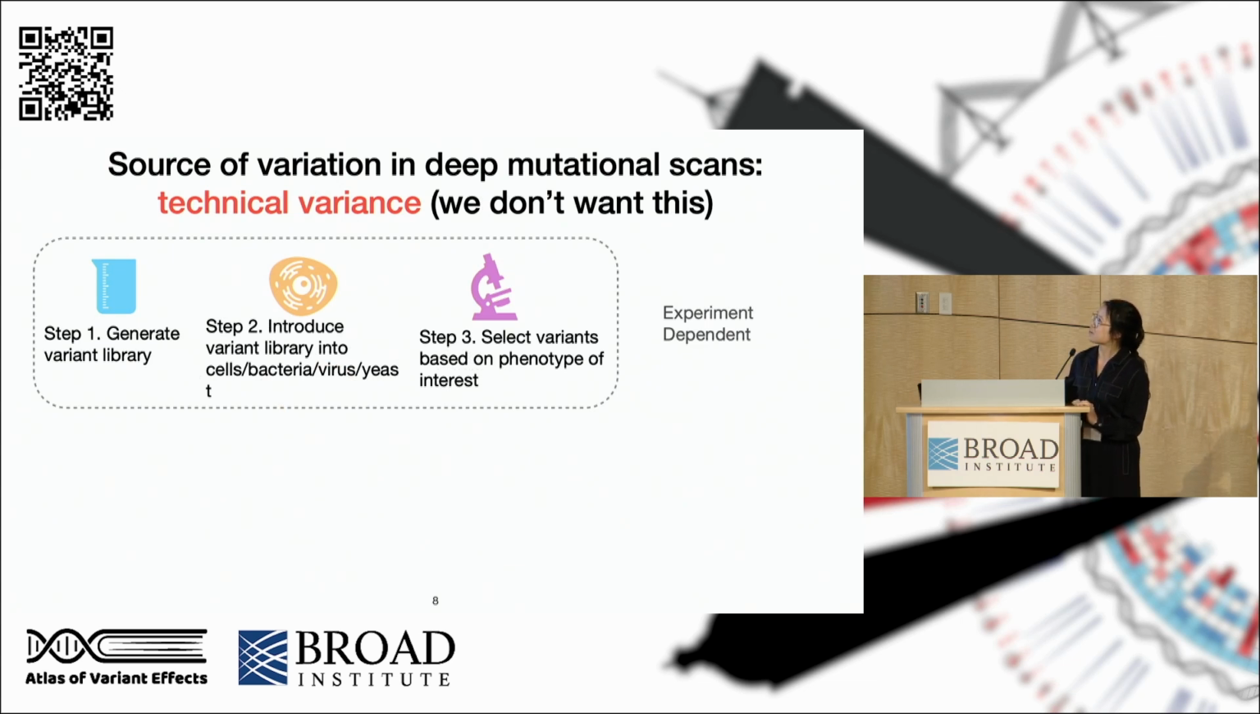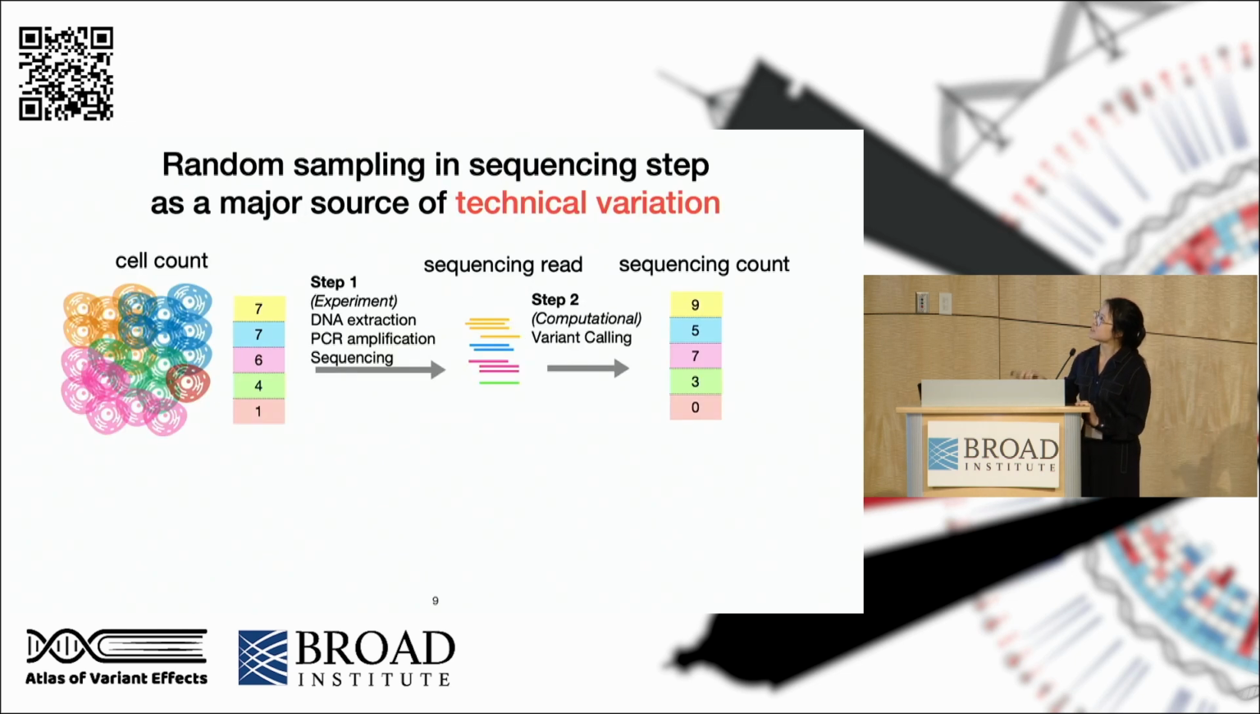The second source of variation in deep mutational scans is technical variance, which is something we don't want, right? Steps 1 to 3 are highly experiment dependent, and I'm not going to comment on this because you all know your experiments best. But for the sequencing step, there have been years of statisticians and computational biologists studying what the technical variation is in the sequencing step. Random sampling in the sequencing step is a major source of technical variation.